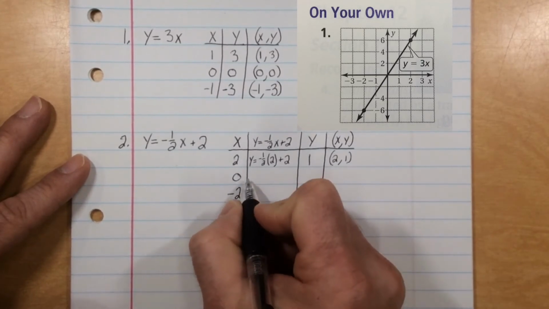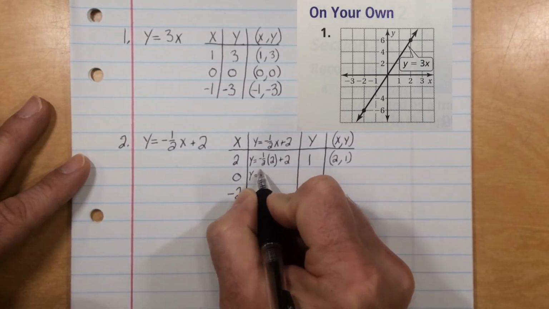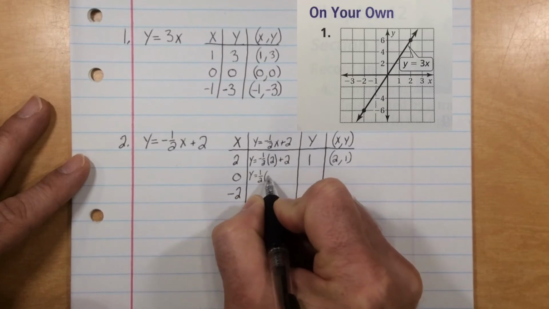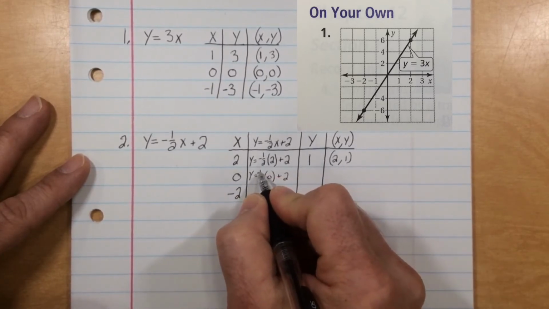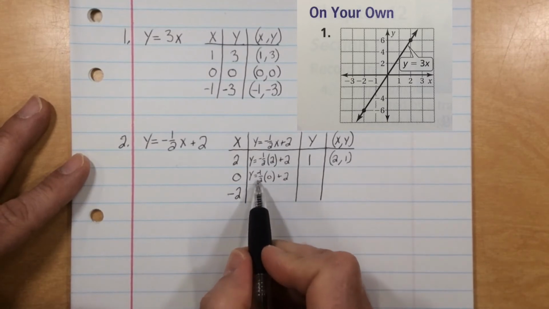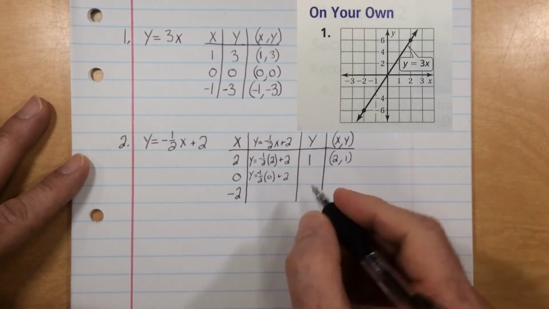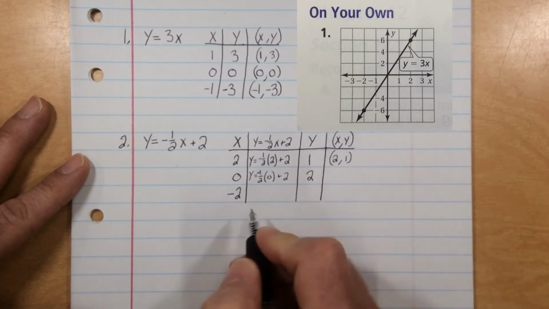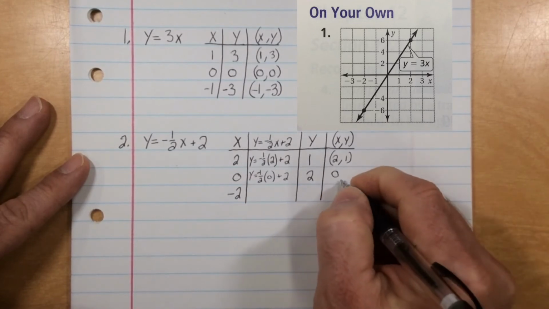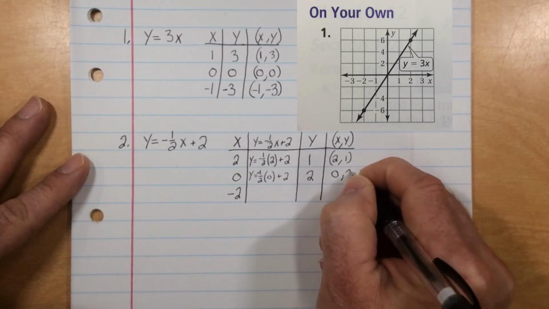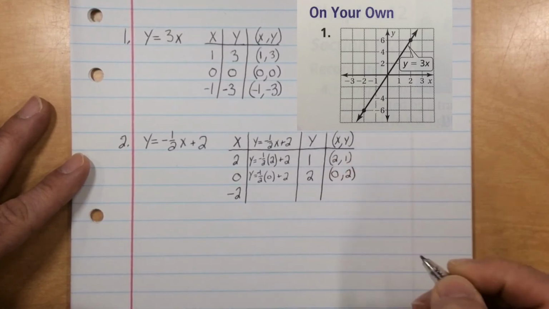Here I put 0 in for x, so it'll be y equals negative 1/2 times 0 plus 2. Well, negative 1/2 times 0 is just 0, plus 2 is 2. So when x is 0, y equals 2. This does not go through the origin.